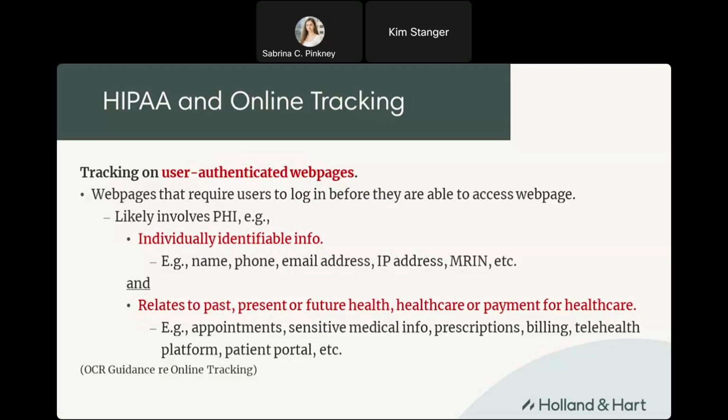It's going to have PHI because if you're logging in, then you're going to have identifiable information, and there's a high probability that the information that person inputs after logging in is going to relate to their past, present, or future healthcare, or payment. Now, it's possible you may have situations where it does not relate to their healthcare, in which case it would not be PHI, but the assumption is that for most of those, it's going to be triggered by PHI.